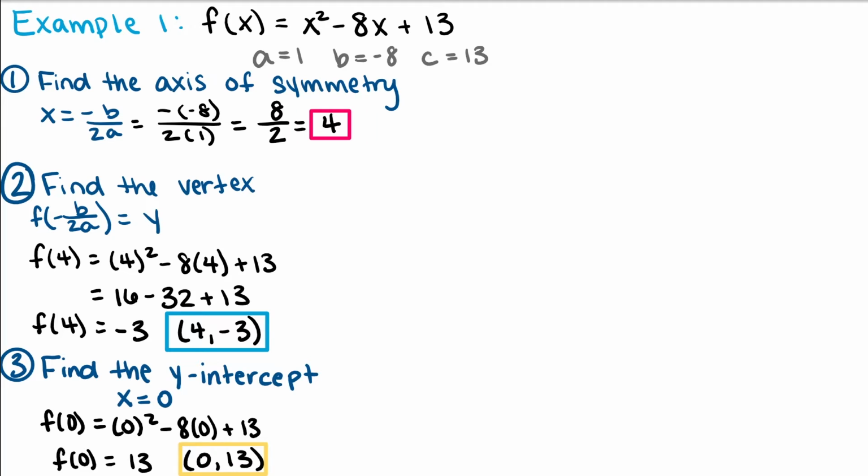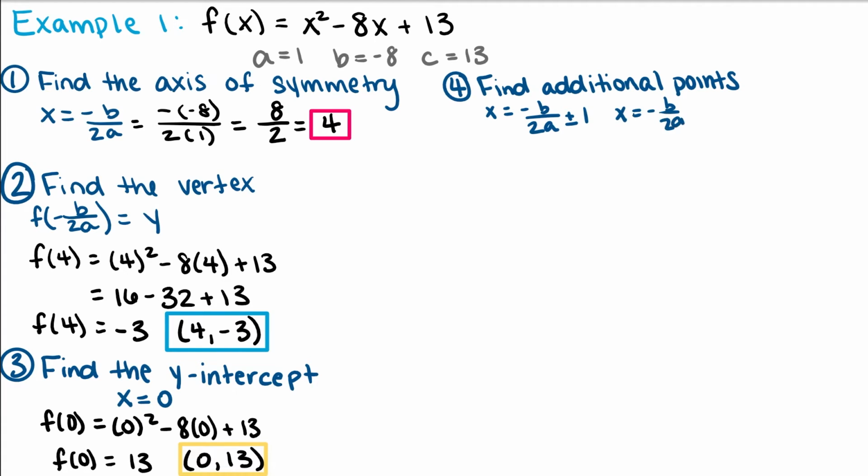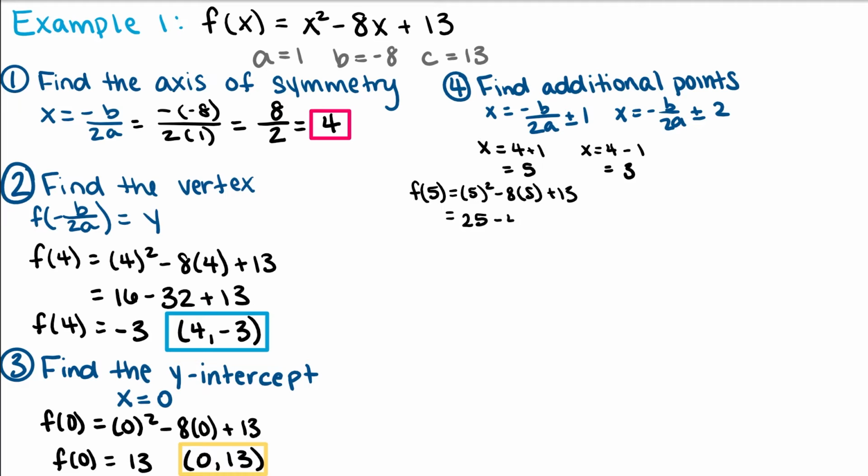Next, let's find some additional points to plot. We do this by starting at our vertex, going left and right 1 unit, and then going left and right 2 units. So, starting with negative b over 2a plus or minus 1, we get x equals 5 and x equals 3. Let's plug those into our function and solve for those values. F of 5 is equal to 5 squared minus 8 times 5 plus 13, which is 25 minus 40 plus 13, which is equal to negative 2.